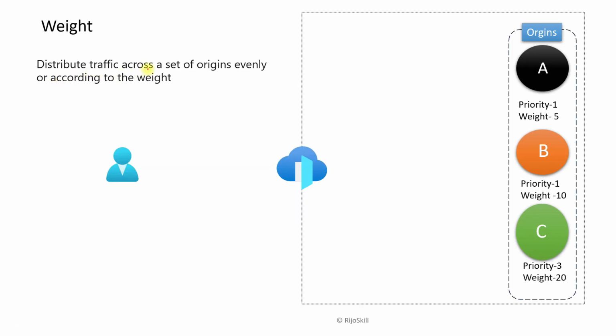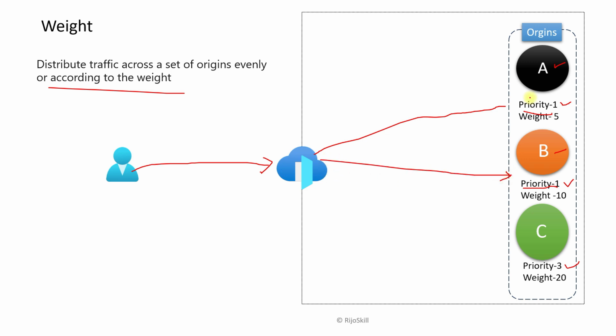Distribute the traffic across a set of origins evenly or according to the weight. Before, when I described the priority, the origins had priority 1, priority 1 and priority 3. Here A and B have the same priority. So what happens? The traffic reaches the Azure Front Door, and the Azure Front Door will check the priority first. Priority 1 and priority 1 are the same. So the traffic will check the weight.